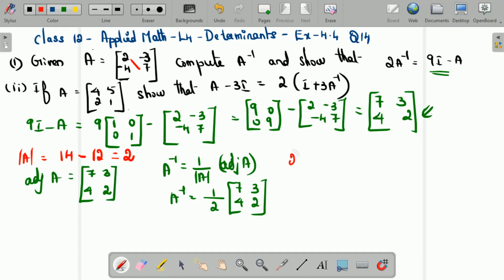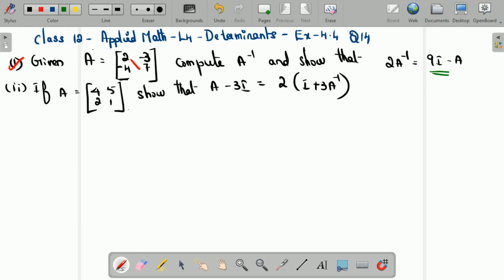So now let's compute 2A inverse, which means this 1 by 2 will vanish. So the answer will be matrix 7, 3, 4, 2. And that is what we had to show here. So hence we were able to show it for the first subdivision. Now let's look at the second subdivision.